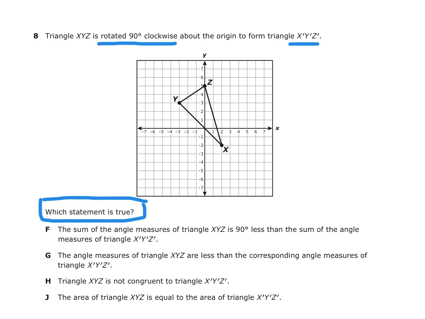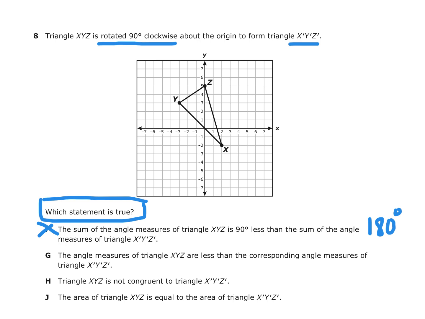Okay, so answer F says that the sum of the angle measures of triangle XYZ is 90 degrees less than the sum of the angle measures of the new triangle X prime, Y prime, Z prime. Well, that can't be true because regardless of the triangle, it's always going to have 180 degrees for the sum of the angle measures. So it's 180 even if you rotate it or translate it, any triangle is 180. So this cannot be true. So we're going to eliminate answer F.